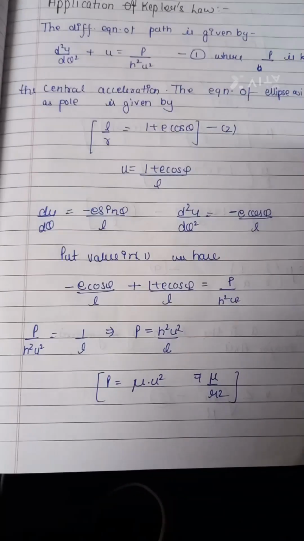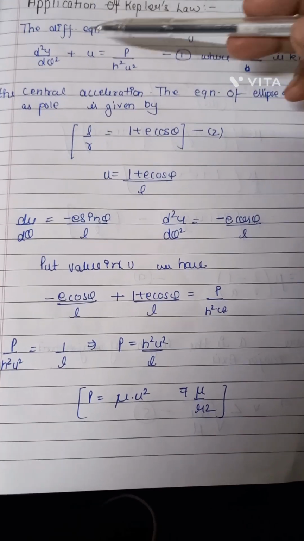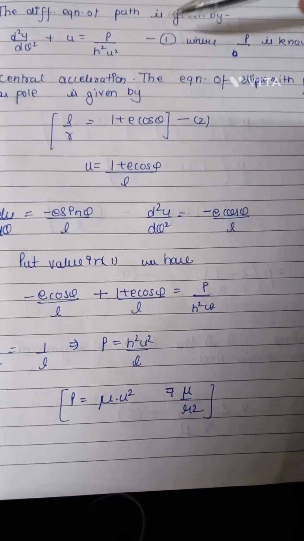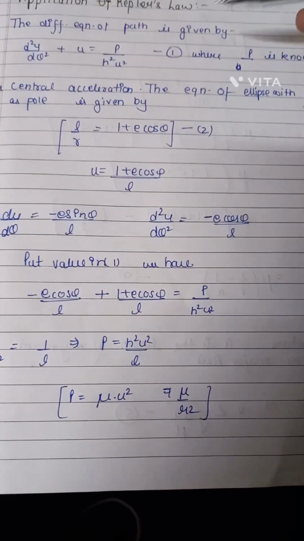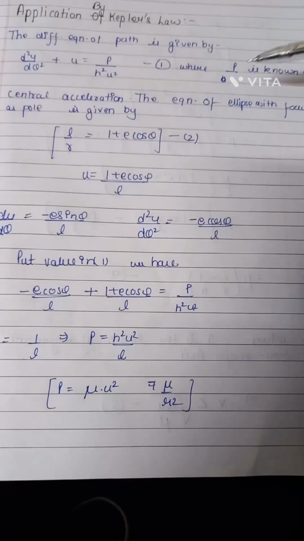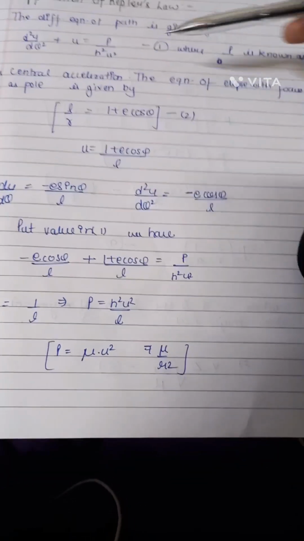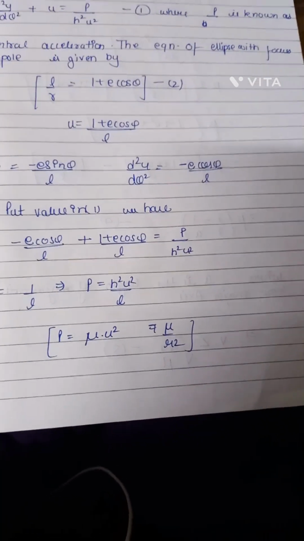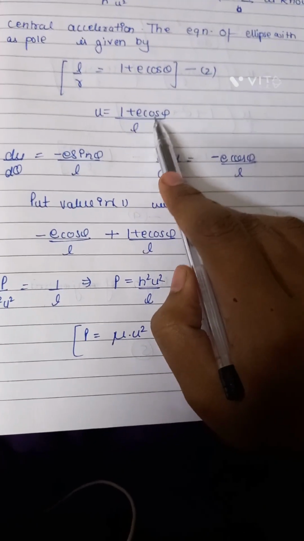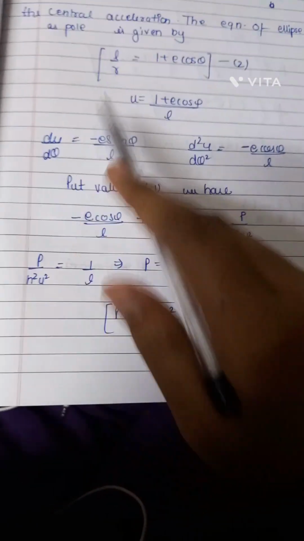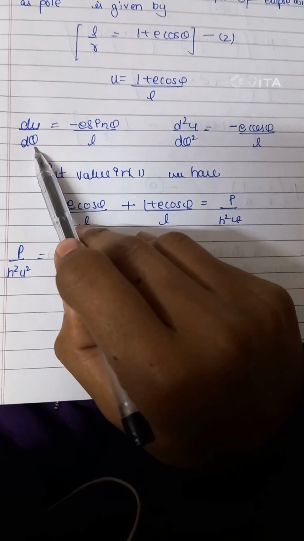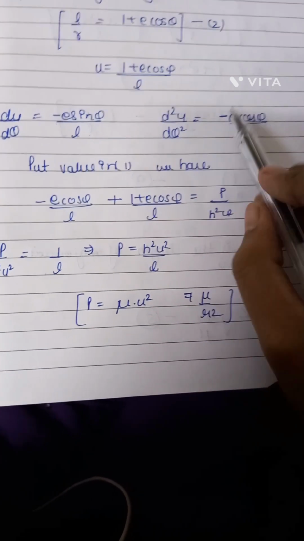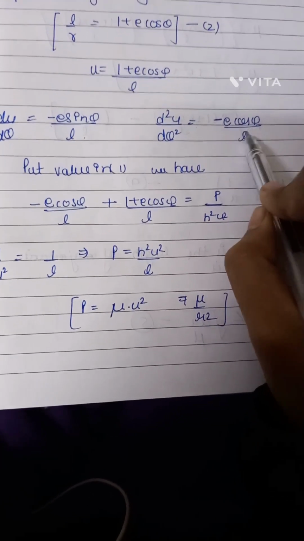Application of Kepler's law. The differential equation of the path is given by d square u by d theta square plus u equals P upon h square u square. Let us take this as equation 1, where P is known as the central acceleration. The equation of the ellipse with focus as pole is given by l/r equals 1 plus e cos theta, which is taken as equation 2. From this we get u equals (1 plus e cos theta)/l. Now differentiating this with respect to theta, once we get minus e sin theta/l, and twice we get d square u by d theta square as minus e cos theta/l.